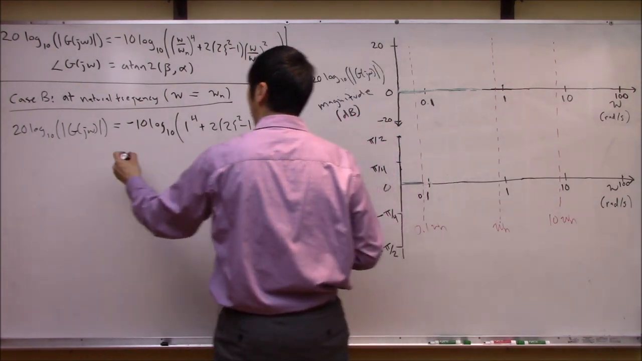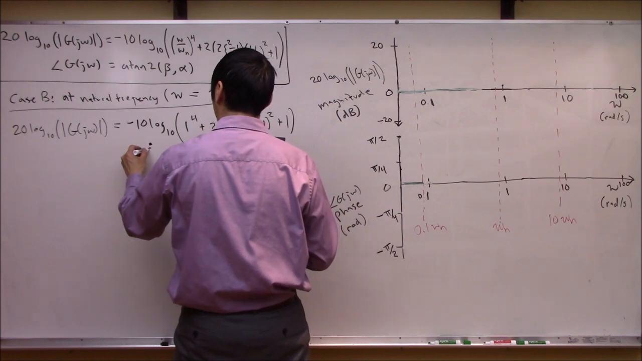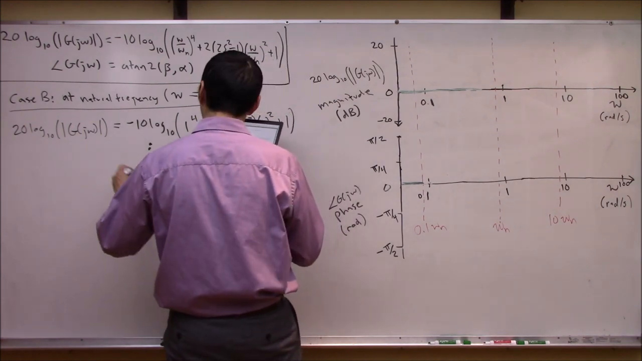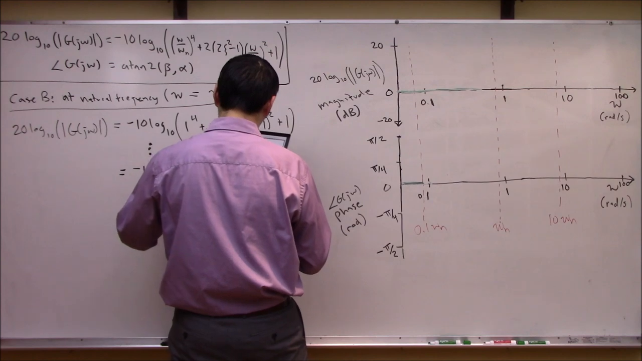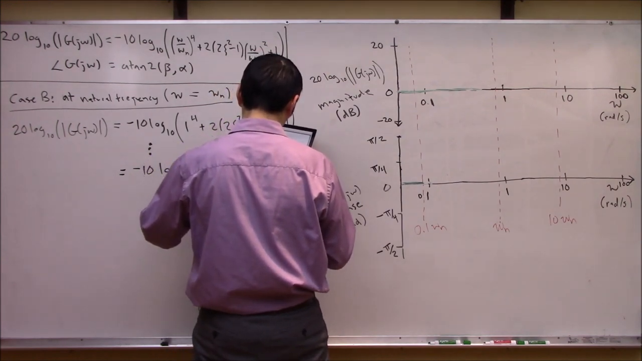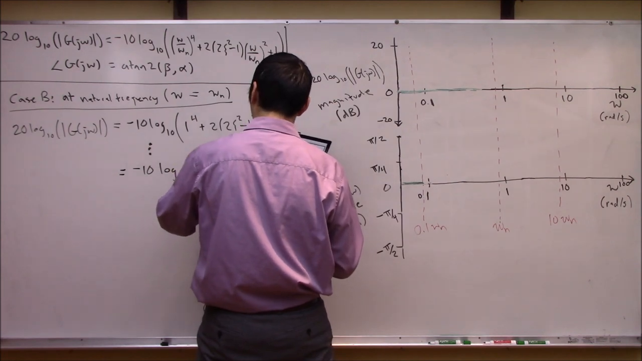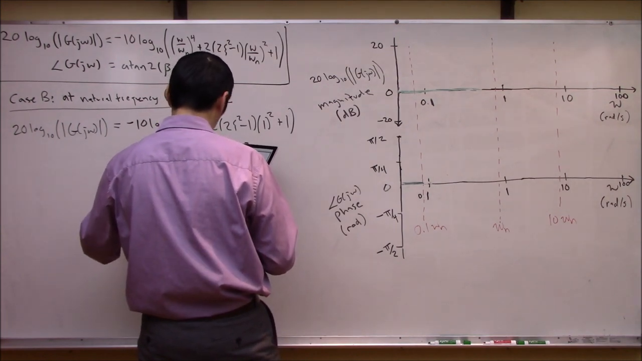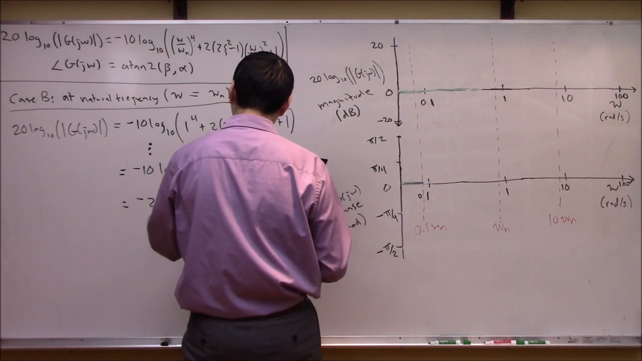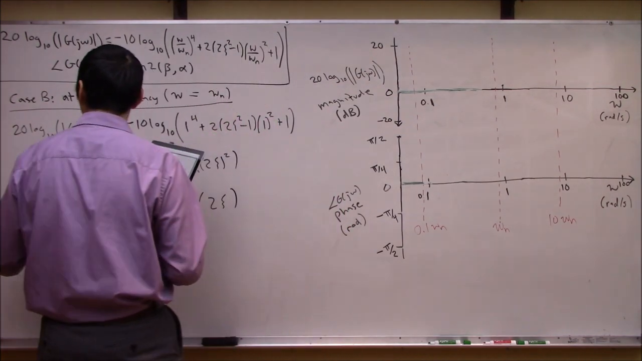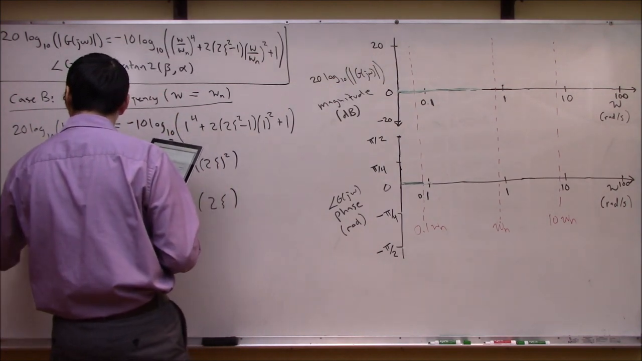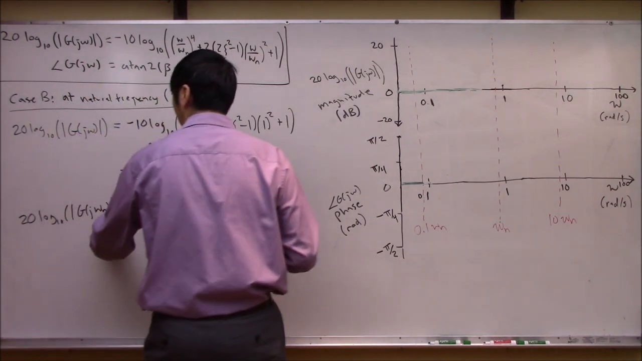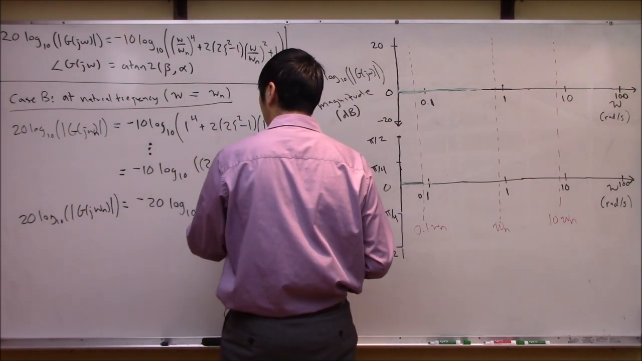You do a little more algebra here, and I'm going to put the dot, dot, dot for the algebraic manipulations because I want to skip that boring stuff. It's not too hard to see that you'll end up with minus 10 times log base 10 of 2 zeta, this whole quantity squared. And again, you can do the falling off the log thing, so we end up with our final expression of minus 20 times log base 10 of 2 zeta. Okay? So this is 20 times log base 10 of magnitude of G of j omega n, because it's at the natural frequency, is equal to this value here.